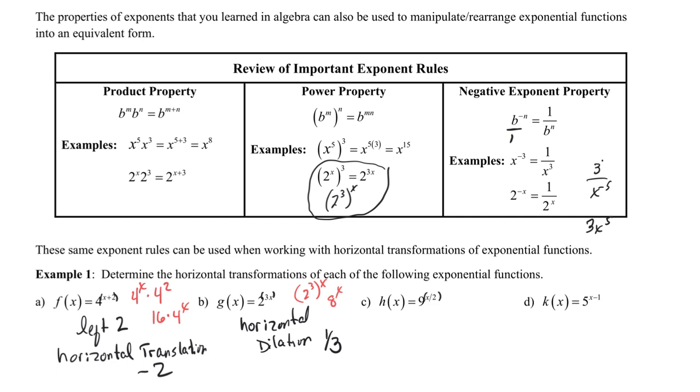Now, this guy, it looks like I got a horizontal dilation again. Don't see any plus signs or minus signs, so it's a dilation for sure. I'm dividing by 2. What's the opposite of that? I'm going to times 2. How could I rewrite this guy?